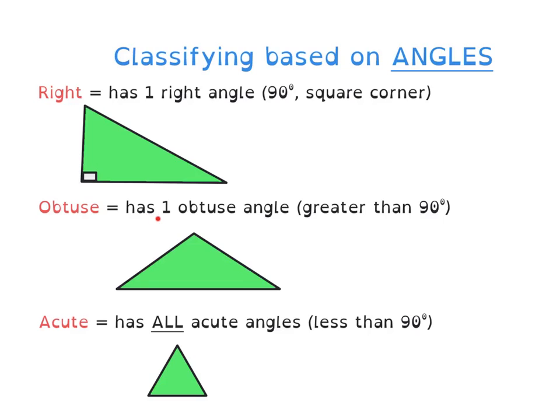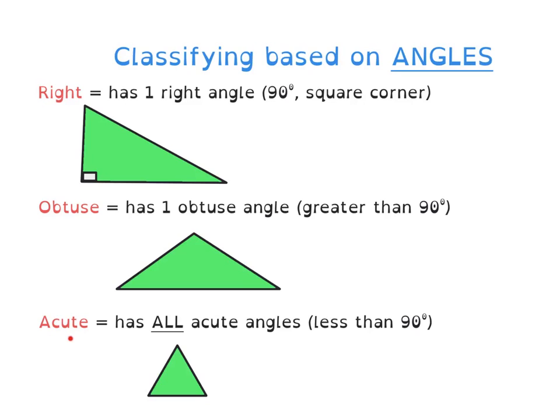Obtuse triangles have one obtuse angle. And remember from 4th grade, obtuse angles are greater than 90 degrees, so bigger than a square corner. This is an obtuse triangle because this angle right here is obtuse. A great way to check for obtuse angles is to take the corner of a piece of paper, match it up with the angle, and if this angle is larger than the corner of the piece of paper, it tells you it's an obtuse angle.